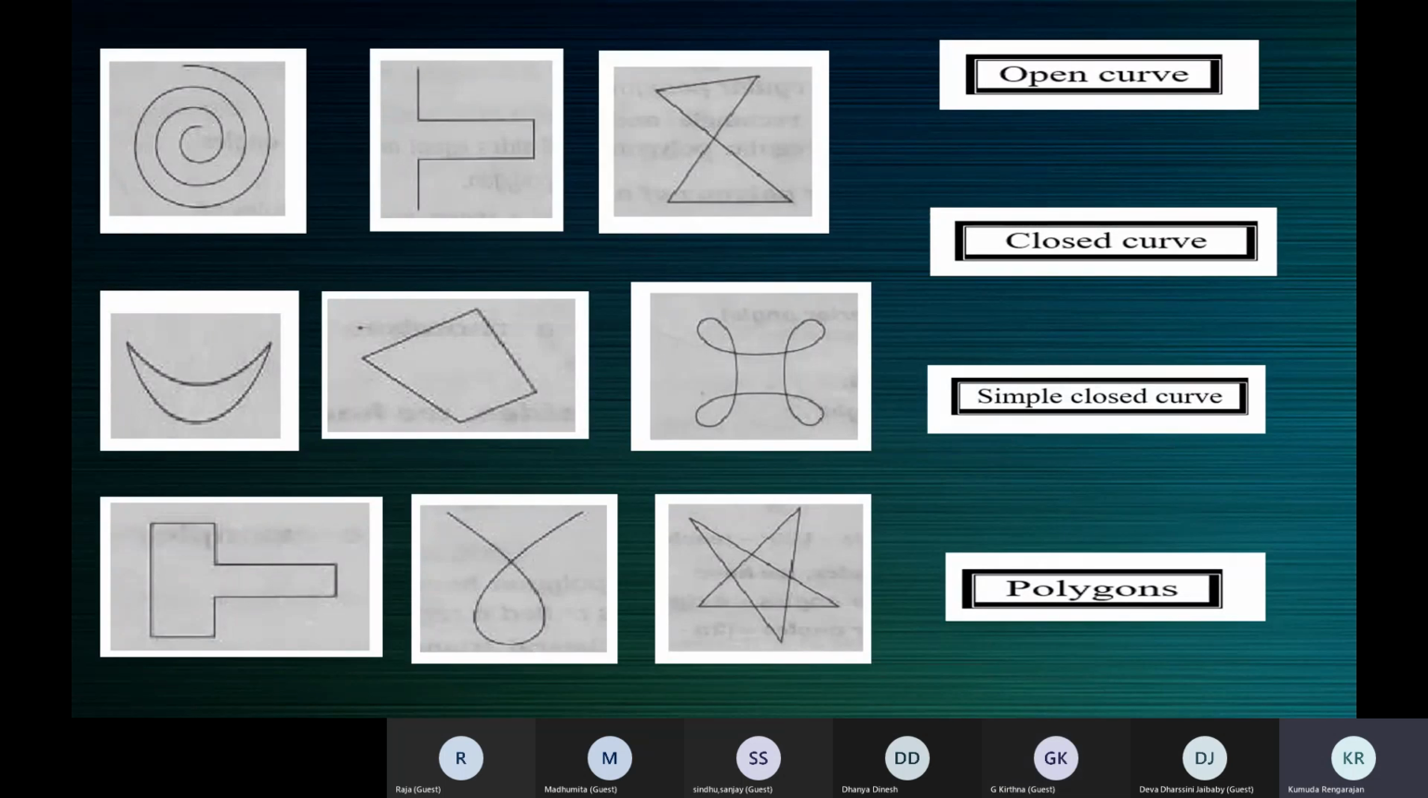Is the start point equal to the end point? No, ma'am. So is it a simple curve or a closed curve? Open curve. It's not a closed curve, it's an open curve. So it is a curve and it's an open curve because the start point is not equal to the end point. Look at the next figure.